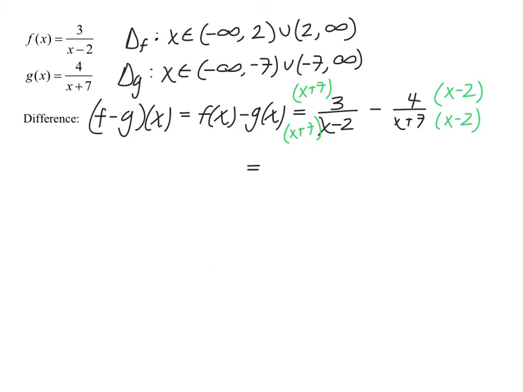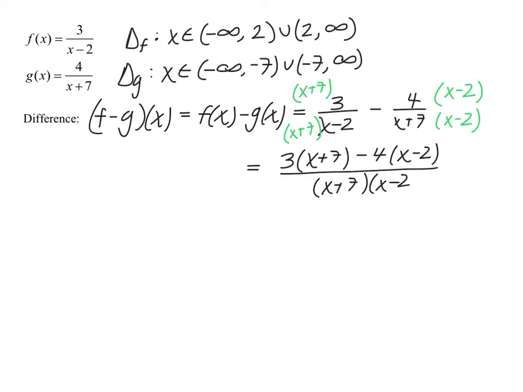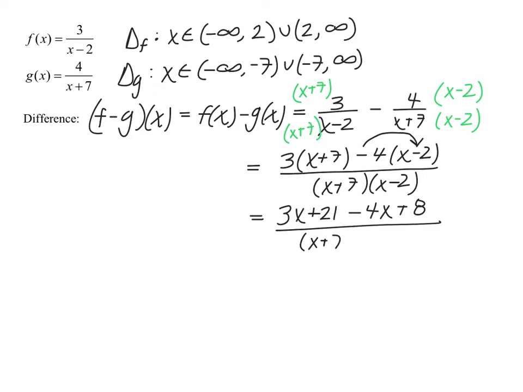We'll multiply the second fraction by x minus 2 divided by x minus 2. So we'll end up with 3 times the quantity x plus 7 minus 4 times the quantity x minus 2, all divided by that common denominator, which is x plus 7 times x minus 2. And remember, I'm going to leave that denominator factored. Next, let's distribute. So distributing will give us 3x plus 21 minus 4x. Be careful here because we are going to need to distribute the negative with the 4, so we'll end up with a positive 8, all divided by x plus 7 times x minus 2.